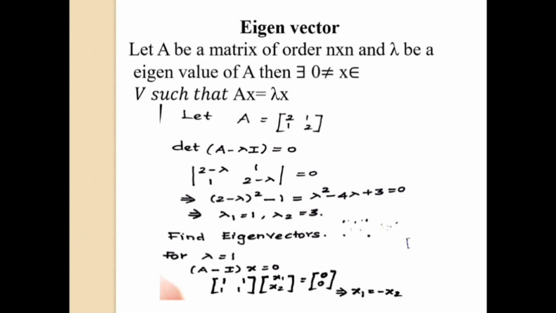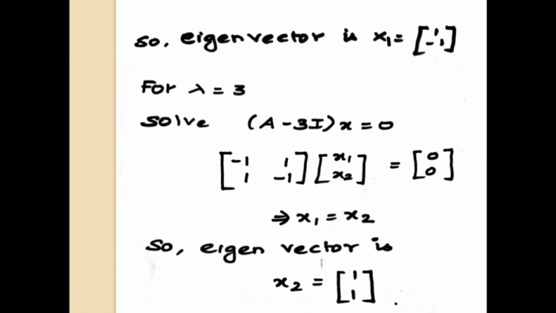Let me explain with an example. Let A equal a 2 cross 2 matrix. Let me find the eigenvalues corresponding to the given matrix. So the eigenvalues of the given matrix are lambda 1 equal to 1 and lambda 2 equal to 3. Now corresponding to lambda 1 equal to 1, we are going to find an eigenvector. The eigenvector is found by (A minus I) x equal to 0. And corresponding to lambda equal to 3, we are also going to find an eigenvector. So, corresponding to lambda equal to 1, the eigenvector is x1 equal to (1, minus 1). And corresponding to lambda equal to 3, the eigenvector x2 is equal to (1, 1).